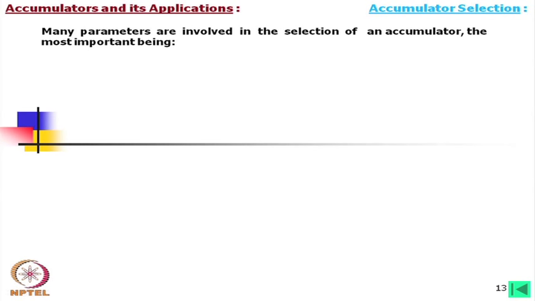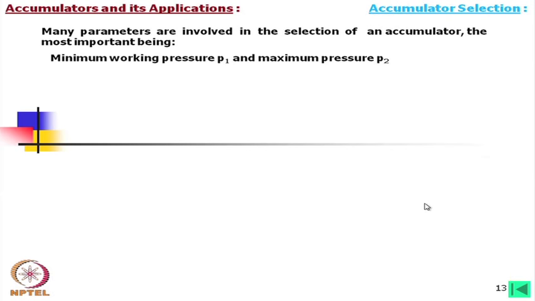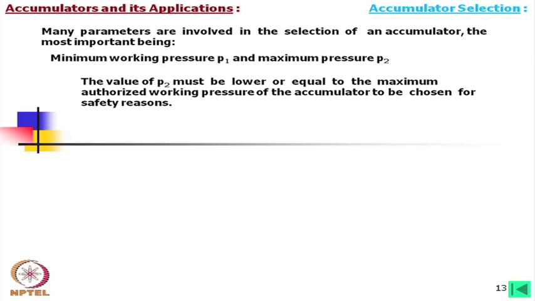Many parameters are involved in the selection of an accumulator. Now, we will think of how this accumulator can be selected. We have seen just the very preliminary applications of the accumulator. Now, we will look into how it can be selected. The most important parts are in the process of selection. First of all, we have to think of what will be the minimum working pressure P 1 and what is the maximum working pressure P 2. The value of P 2 must be lower than or equal to the maximum authorized working pressure of the accumulator to be chosen, for safety reasons.